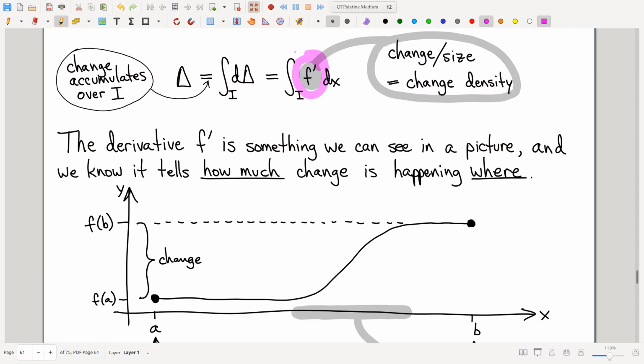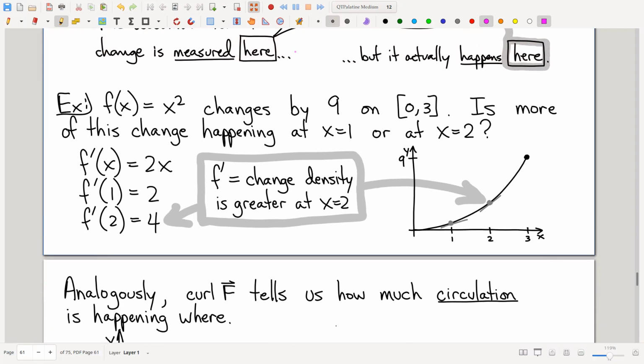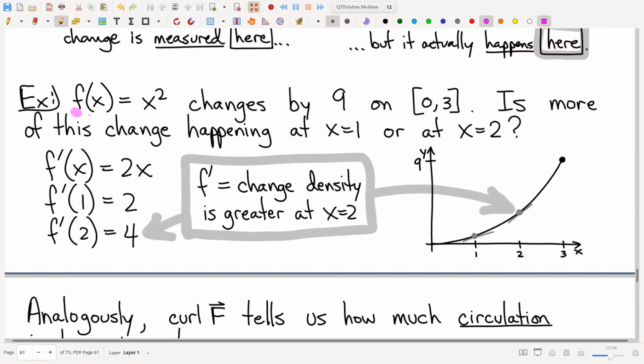Okay, the next thing I want to point out is that the density, the derivative in this case, points specifically to where and how much that quantity is happening. The accumulating quantity in question is called change, and the derivative points to where that is happening. Here's a nice numerical example. We've got a function and an interval, 0 to 3. How much does that function change on that interval from 0 to 3? Well, it changes by a total amount of 9. Where does that change happen?